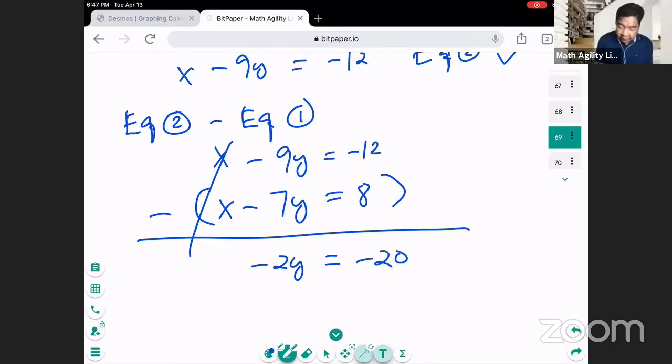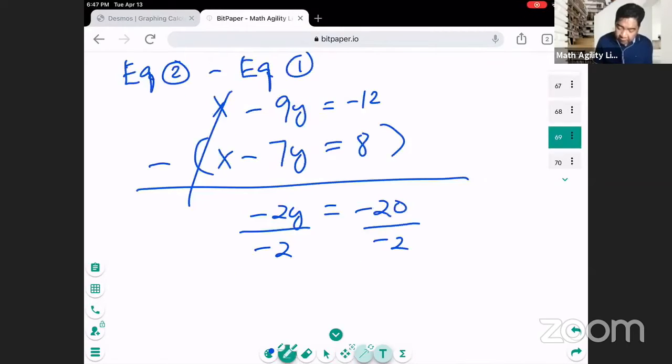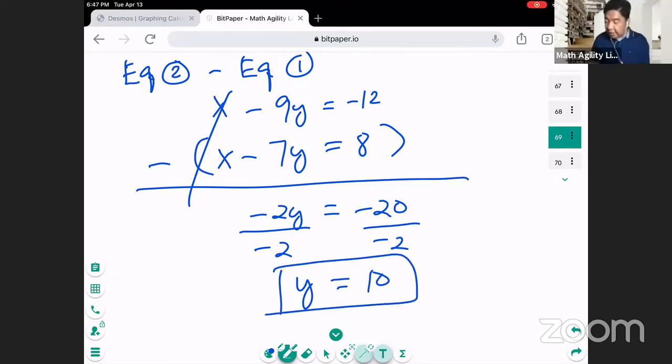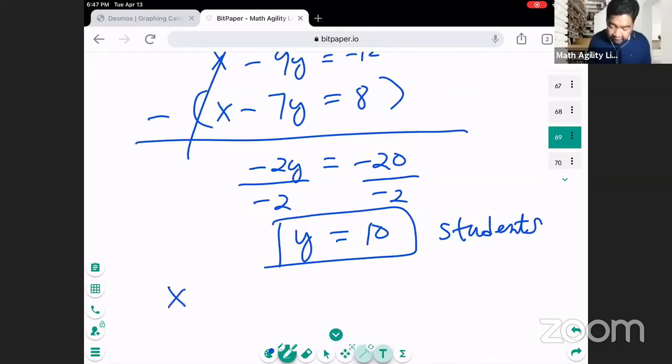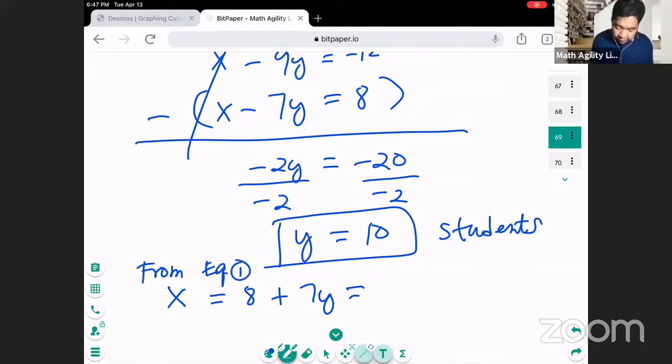Okay, so let's divide both sides by negative 2. So we have y is equal to 10. So there are actually 10 students or 10 pupils. And then let's try to find x. So x, from equation 1, x is actually 8 plus 7y, right?